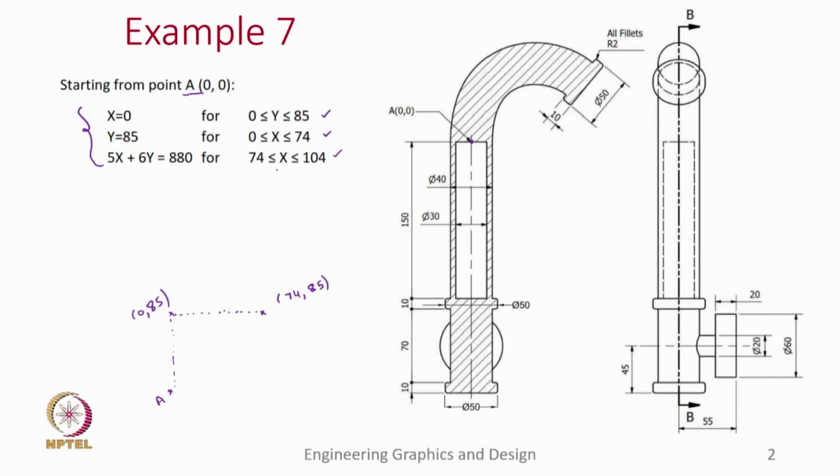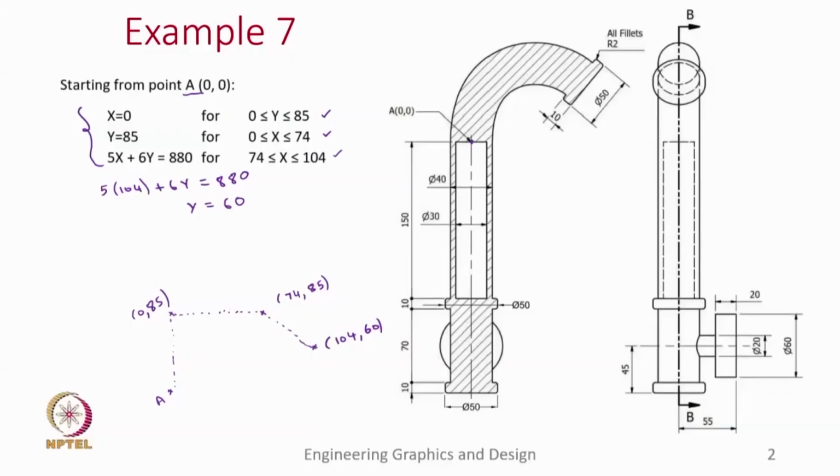So, let us plug in x is equal to 104 to get the end point into this equation. So, which means 5 times 104 plus 6y is equal to 880. We will see that for this the y will come out to be 60. So, x is 104 and y is 60. So, let us say somewhere here. This will be our last segment and the end points are 104 and 60. Okay. So, this will help us to develop that spline curve.